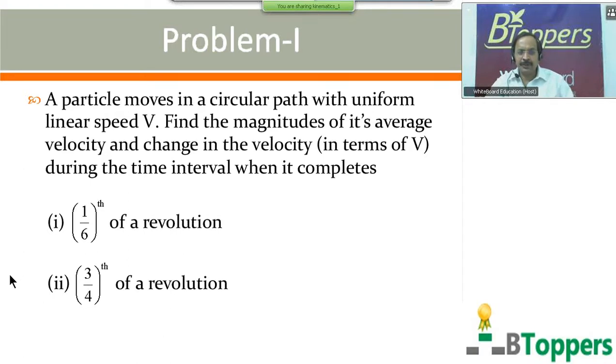There are two or three more parts in the problem. The particle is moving in a circular path with uniform speed v. You have to find the magnitude of its average velocity and change in velocity in terms of v during the time interval when it completes 1/6 of a revolution. That is the first part. Second part, 3/4 of a revolution. In case you want to copy the problem, you can take a pause and copy this problem.